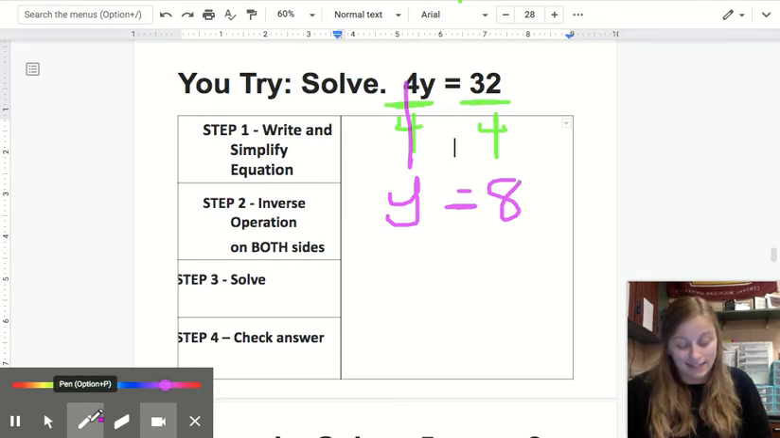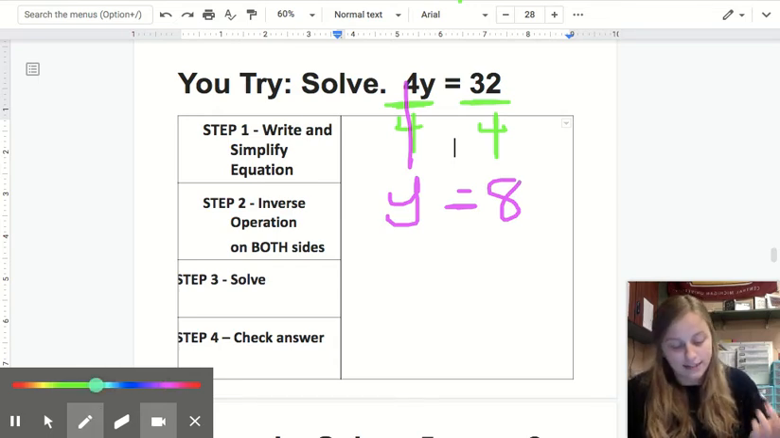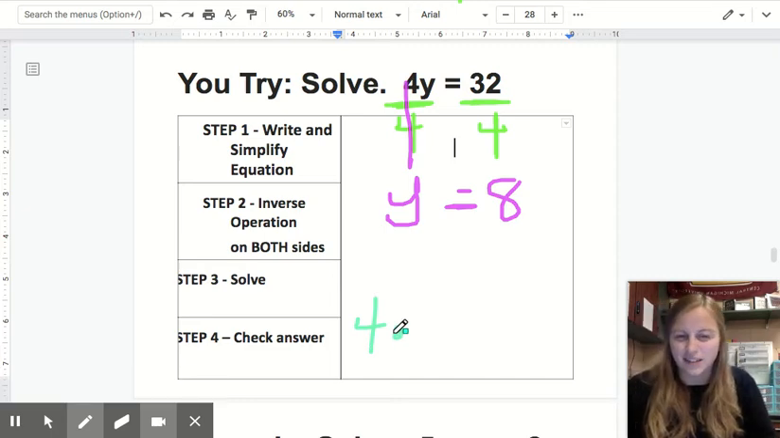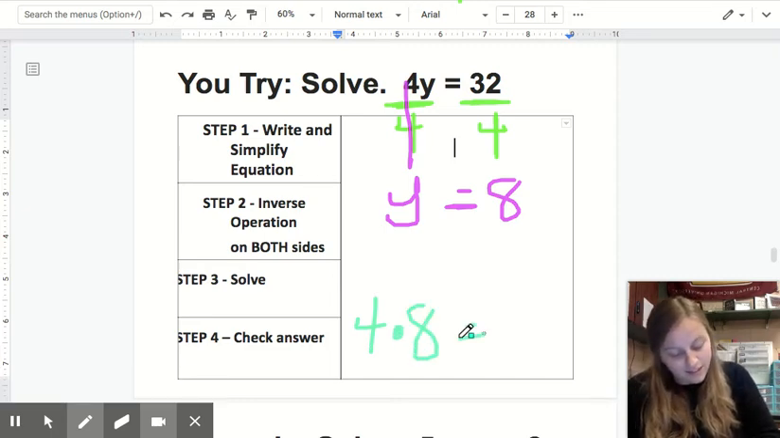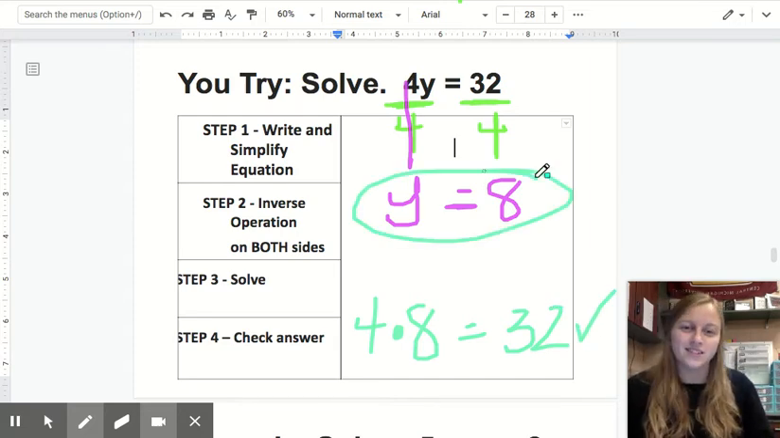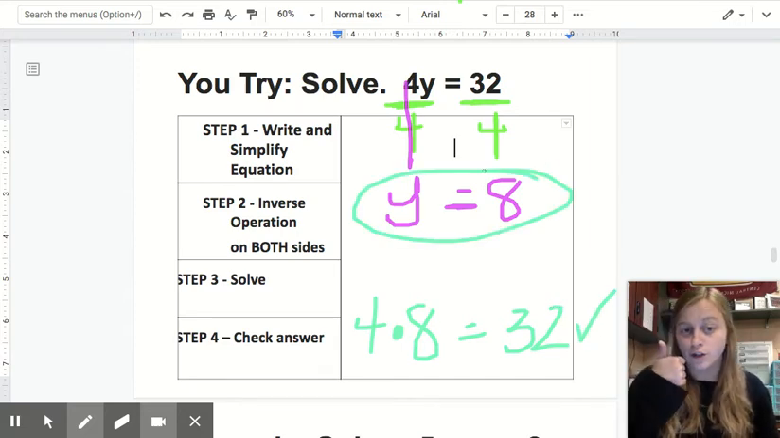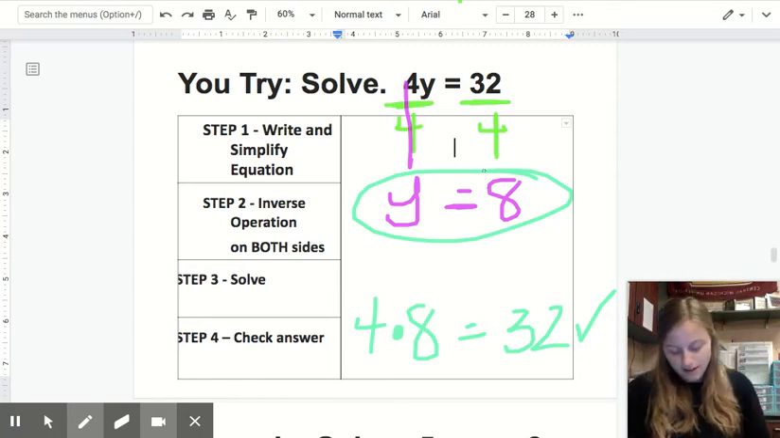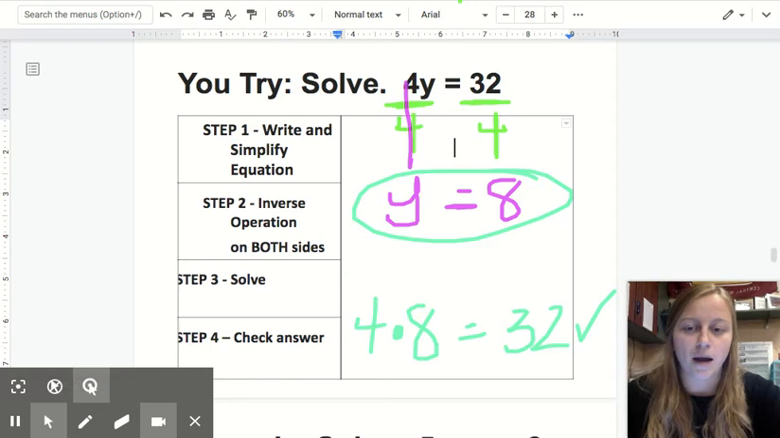I can check my answer to make sure I did it correctly. So 4 times y, instead I'm going to say 4 times 8. Does that equal 32? It does. Circle my answer. How'd you do? Did you show your inverse? Did you solve? And did you check your answer? Let's go ahead and move on to a different type of problem here.